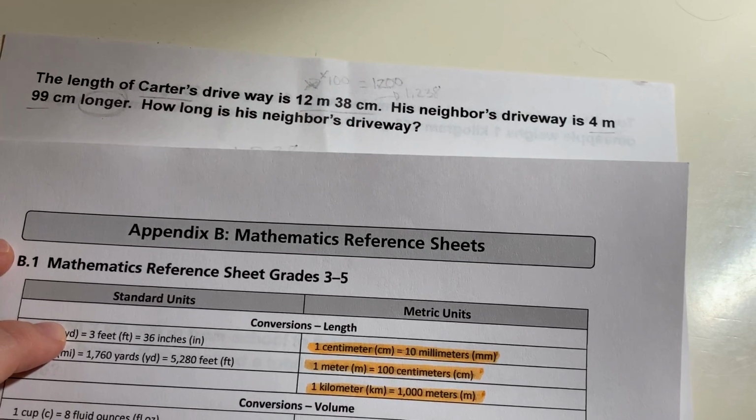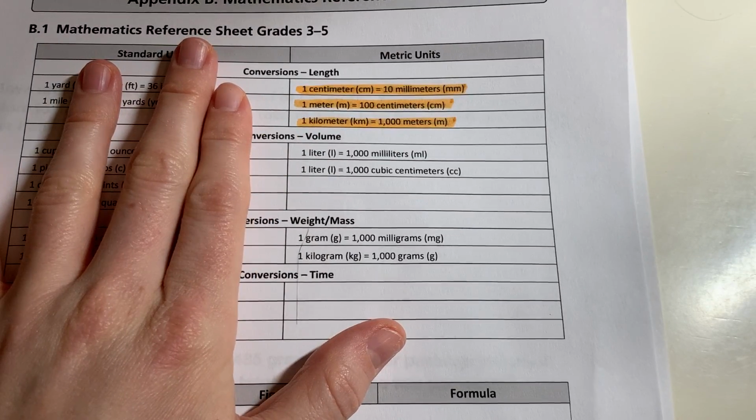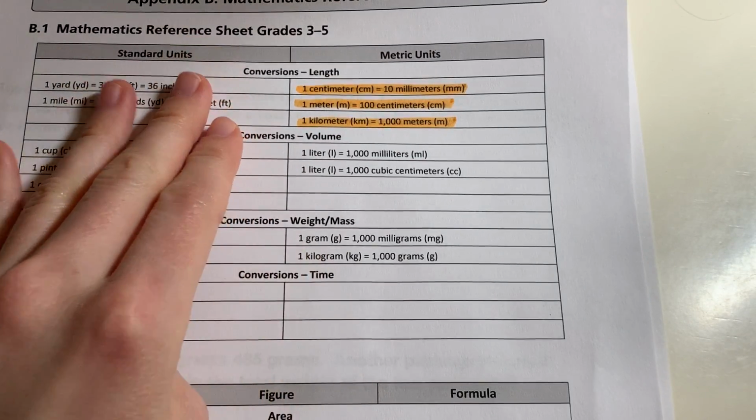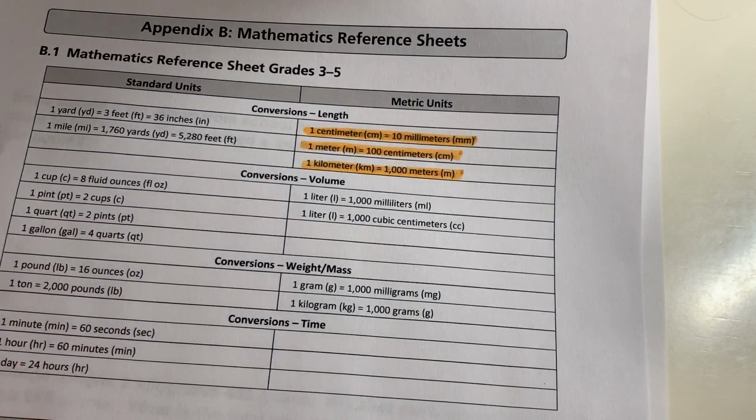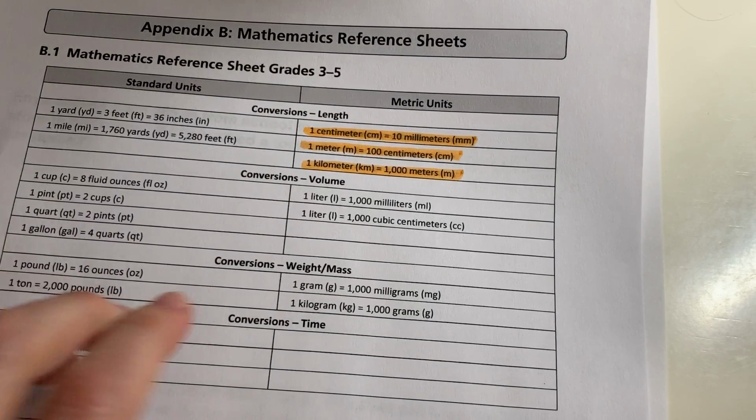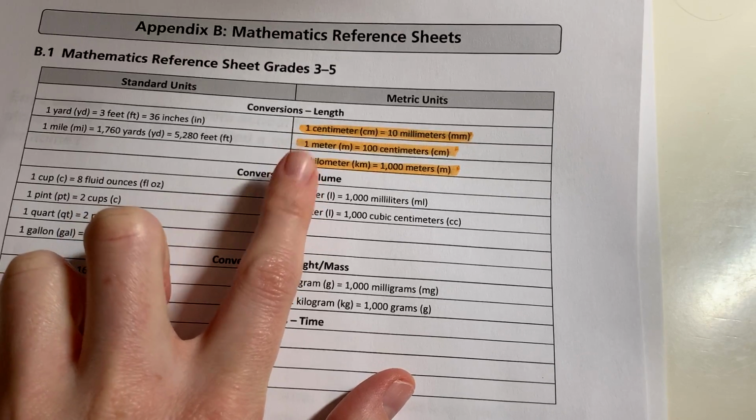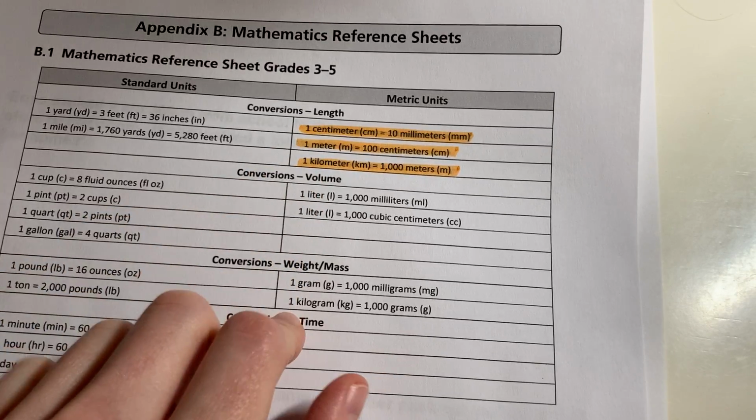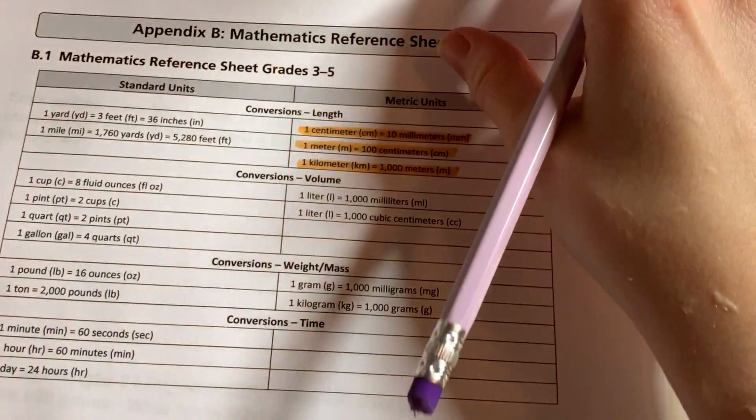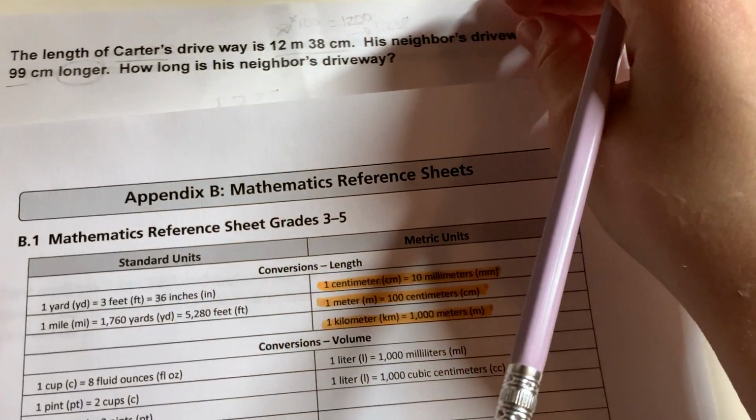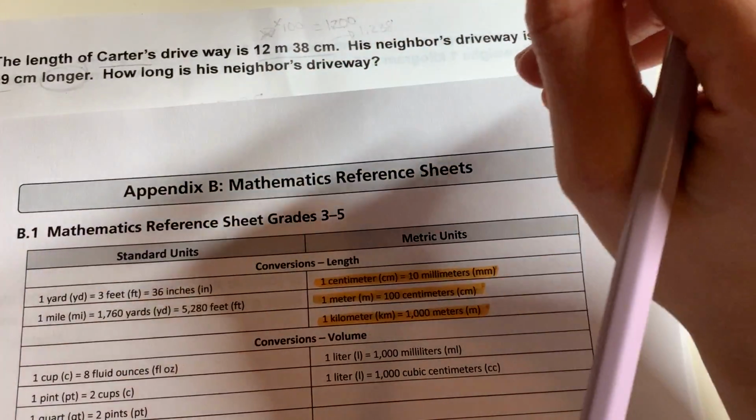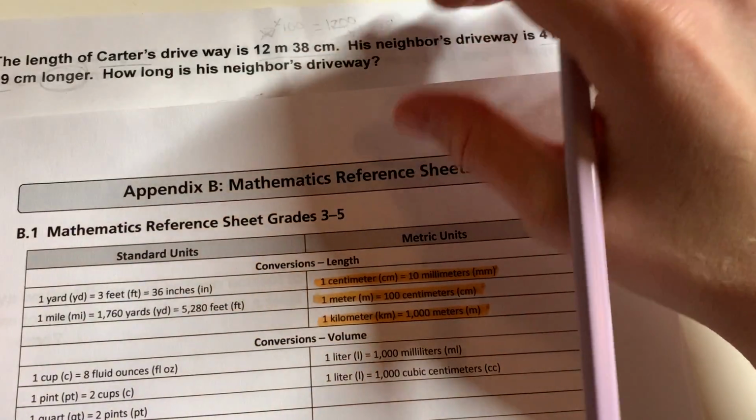So here's your first problem, and I suggest that you take out this reference sheet if you have not. If you don't have this, then you should probably write down how these conversions go so that you can reference it. So there's the length, volume, and the weight and mass ones. You're going to be using all three of those in this lesson. So you are more than welcome to also use tape diagrams while you solve these problems.